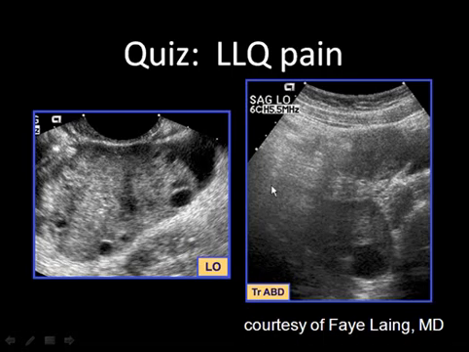These images were provided by Dr. Fei Lang. We see a patient with left lower quadrant pain. We again see an enlarged left ovary. Follicles are displaced to the periphery, with hemorrhage within the ovary. On this transabdominal view, we see the uterus and the ovary that is enlarged. You can see its size relation to the uterus. You can also see that the ovary is displaced into the cul-de-sac and posteriorly.